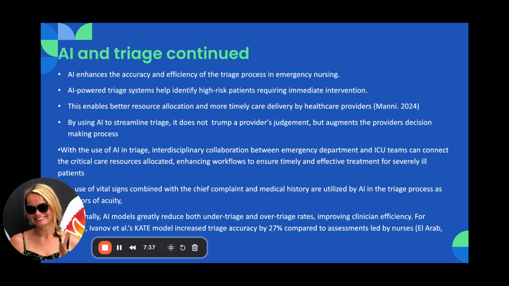With the use of AI in triage, it has helped with interdisciplinary collaboration between emergency department and ICU teams that can connect critical care resources, which enhance the workflows and timely, effective treatment for severely ill patients. AI uses vital signs combined with a chief complaint and medical history to get the acuity from the triage process. And one model showed that it greatly reduced both under triage and over triage rates, improving clinical efficiency by over 27%.